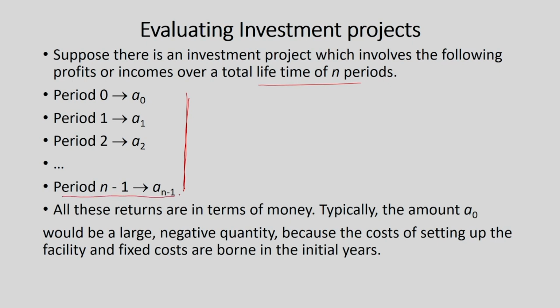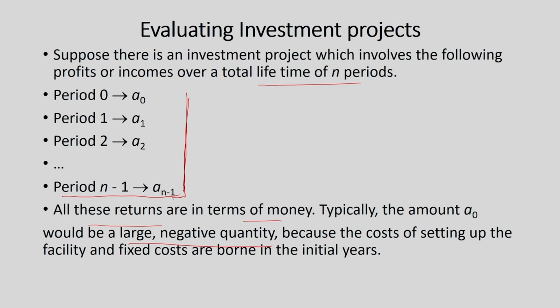So, there are a total of n periods. The last period will be n minus 1 because we are starting from 0. So, in the (n minus 1)th period, the payment is A(n minus 1). Now, all these returns are in terms of money. Typically, the amount A0, which is the payment in period 0, will be a large negative quantity. Why? The reason is that costs are involved.